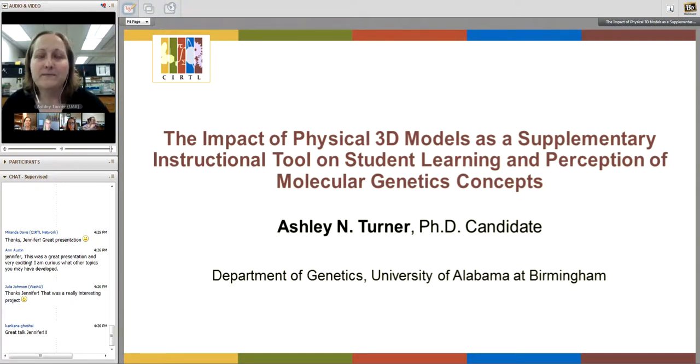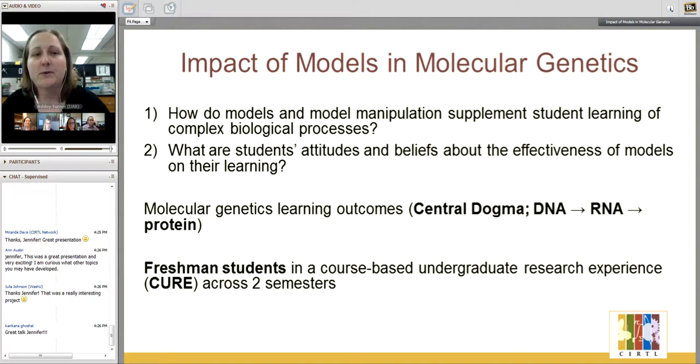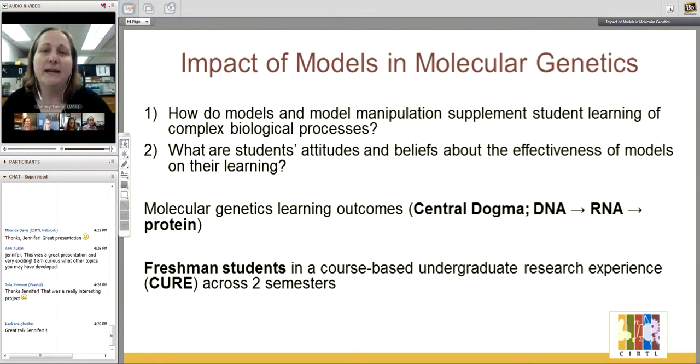Next slide, please. The questions we wanted to look at are very simple. Basically, if you put a model in a student's hands, is it better? Do they get a more meaningful understanding of that biological process as compared to the traditional 2D figure or lecture? So the two questions we asked were: how do models and model manipulation supplement student learning of those complex biological processes? And what are the students' attitudes and beliefs about the effectiveness of those models?